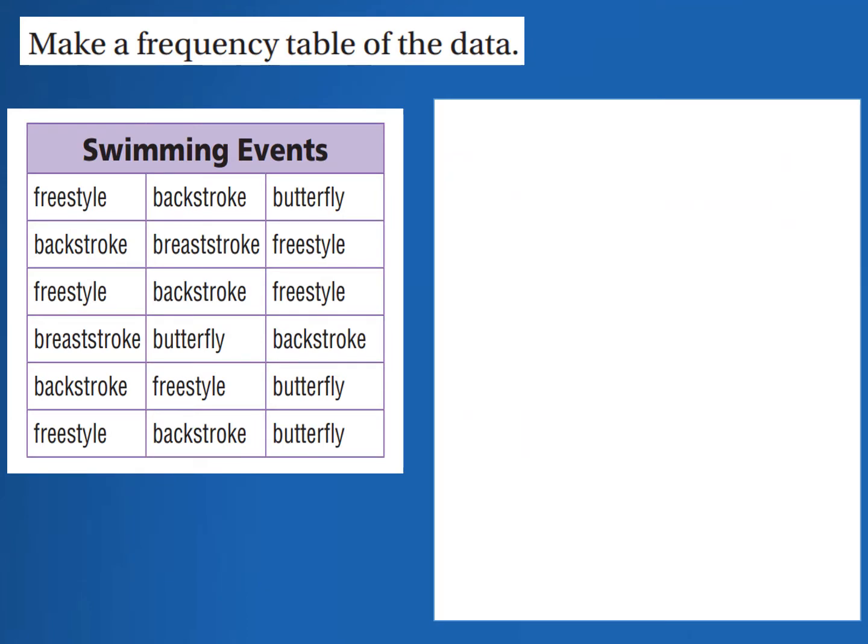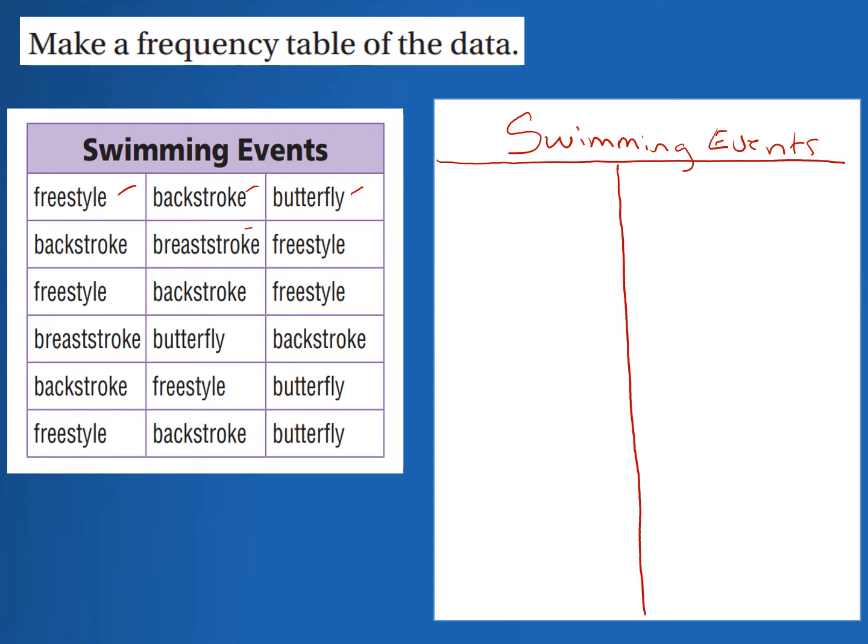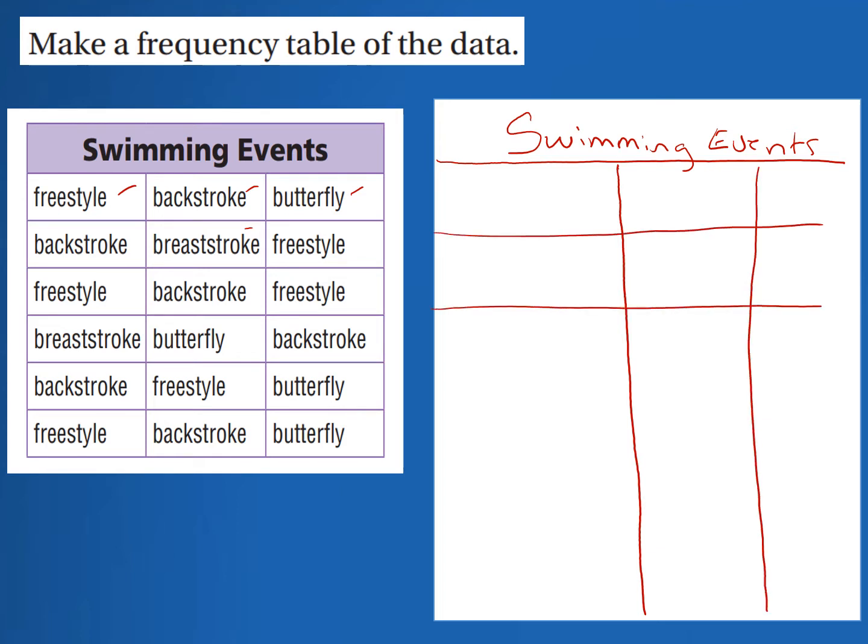So let's make a frequency table for the data here. So we're going to make our own frequency table. So I'll put a title bar, and the title is swimming events. I see freestyle, backstroke, butterfly, breaststroke, and that's it. So I've got 4 events. So I'm going to give myself enough columns. So 1, 2, 3, 4 events.